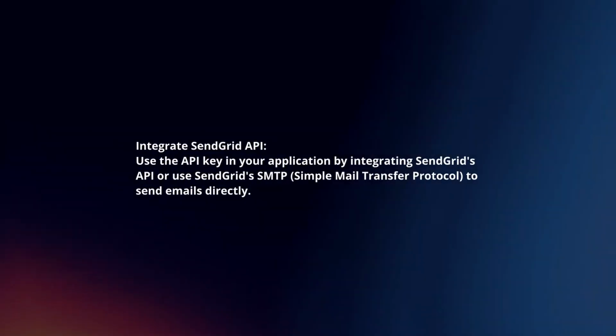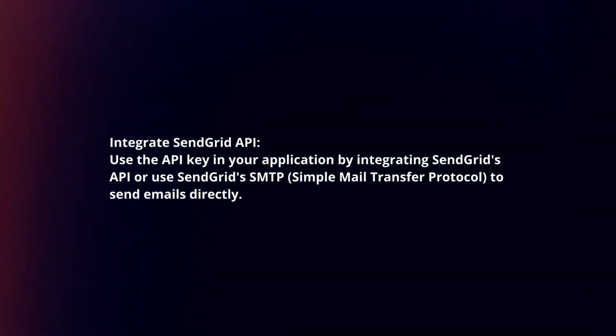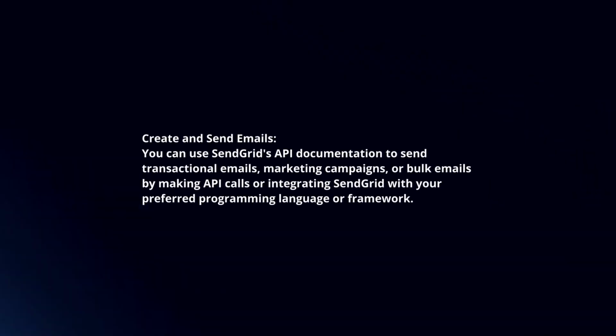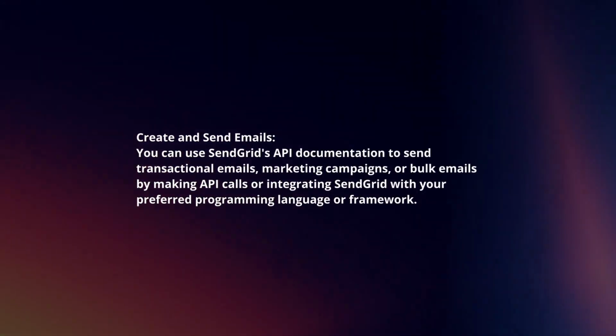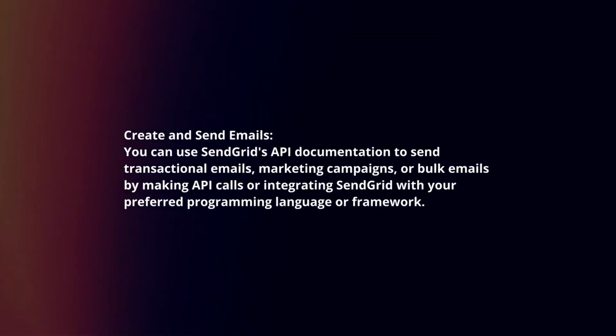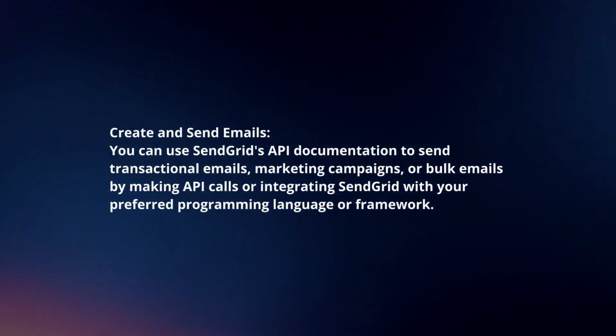Integrate Sendgrid API. Use the API key in your application by integrating Sendgrid's API or use Sendgrid's SMTP to send emails directly. Create and send emails. You can use Sendgrid's API documentation to send transactional emails, marketing campaigns, or bulk emails by making API calls or integrating Sendgrid with your preferred programming language or framework.